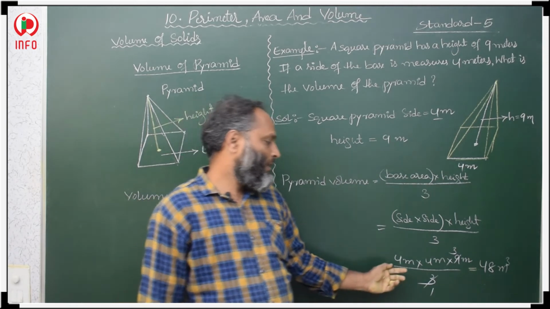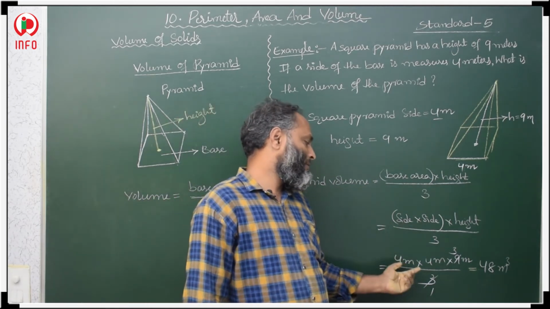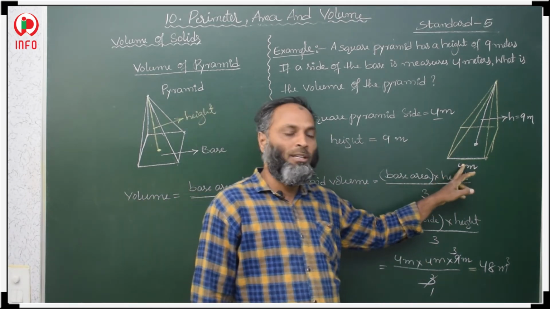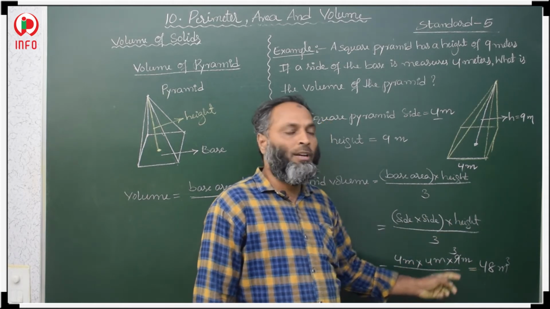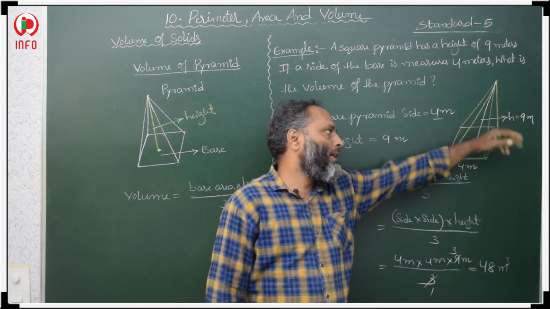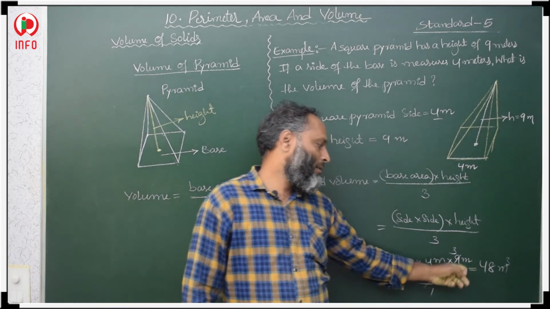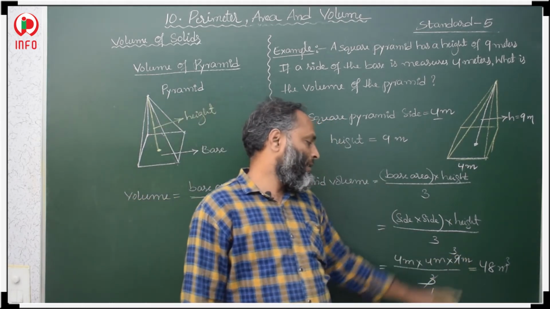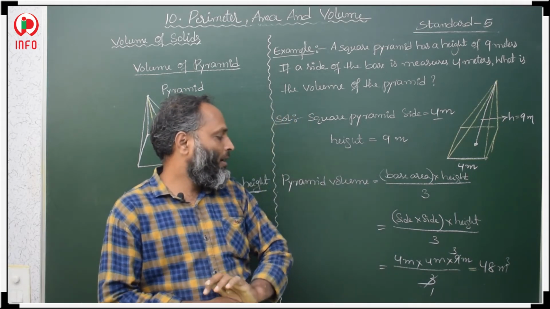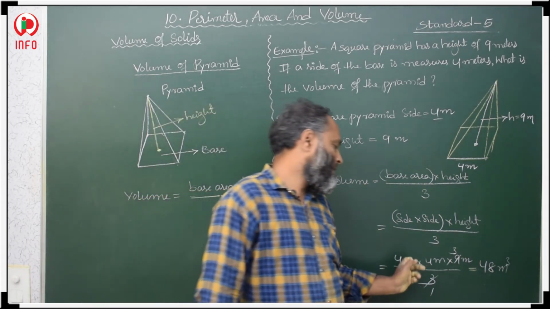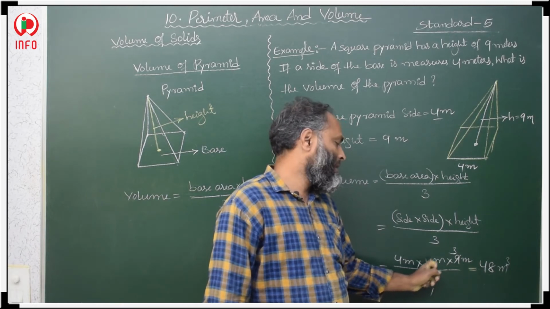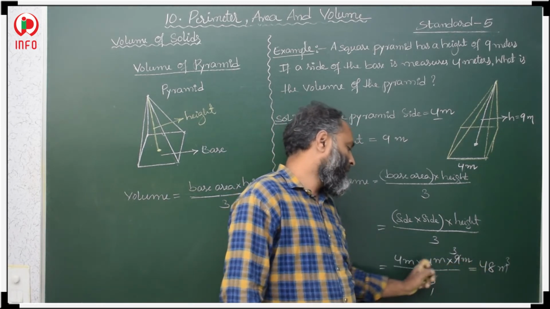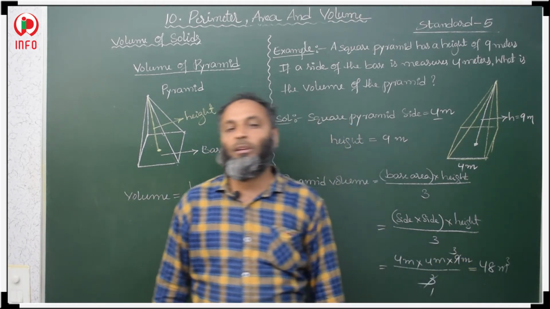So side into side means 4 into 4, the side is 4 meters, 4 into 4 we have to take, into the height which is 9 meters, so multiply with height. Now cancel 3 and 9, 3 1s are 3, 3 3s are 9. 4 4s are 16, 16 3s are 48, meter into meter into meter, meter cube, okay.